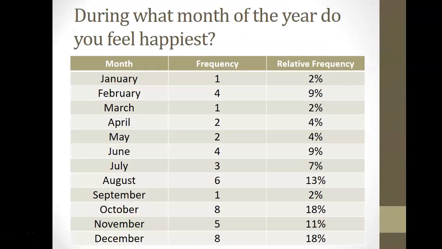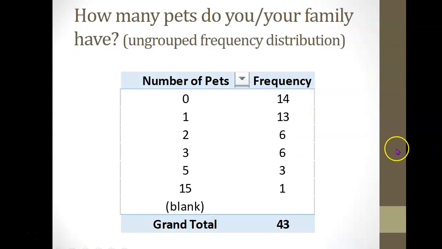Now, one of the questions I asked you guys on that introductory survey was, during what month of the year do you feel happiest? Here are the results I got. Every month was chosen by at least one person, but it looks like the most popular months were October and December. And another question I asked was, how many pets do you or your family have? And here are the responses I got from that. A lot of people said 0, a lot of people said 1. There was one person who had 15 pets. A couple of people left that blank.